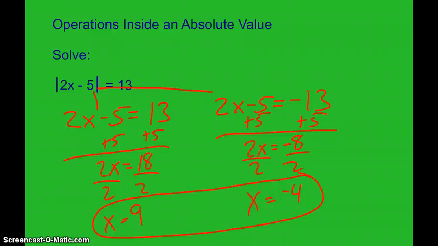And as always in algebra, you can check your answer by plugging them back in. 2 times 9 is 18, minus 5 is 13. The absolute value of 13 is 13. If we plug -4 back into the original, 2 times -4 is -8. -8 minus 5 is -13. But the absolute value of -13 is 13.